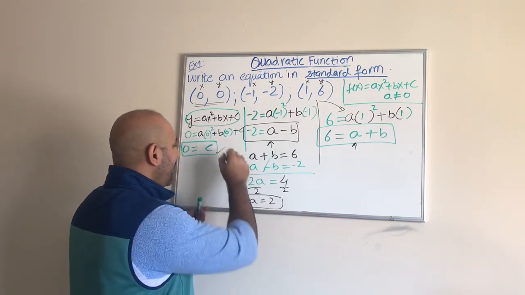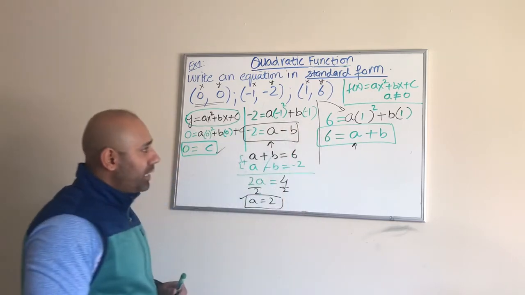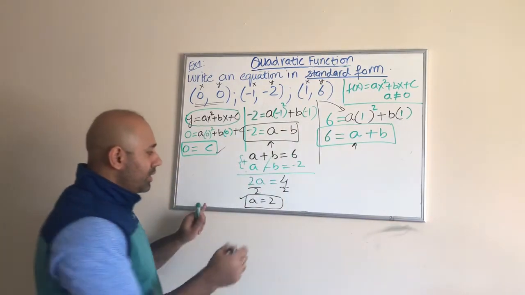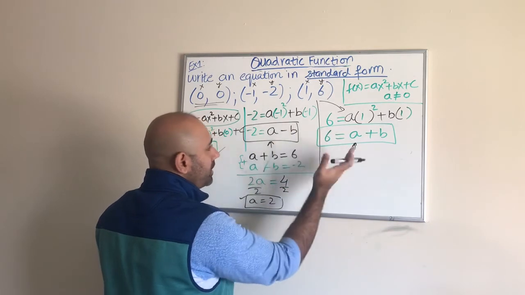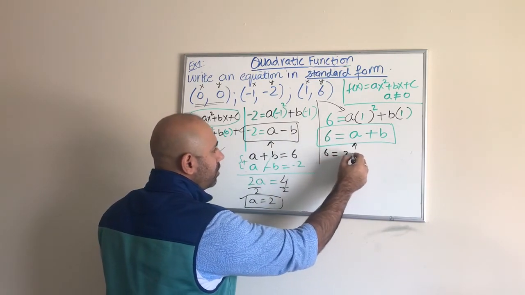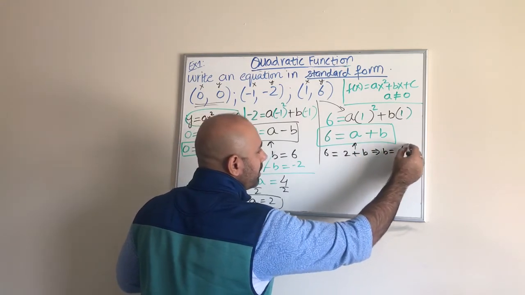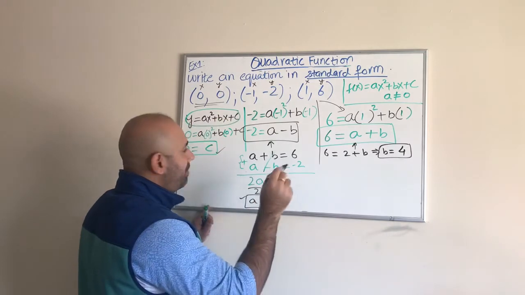Guys, I have my c, I have my a. I can go back to this equation or this equation to find my b, and I'm almost done. It's up to you which one you want to use. I'm going to use this one. For this one, I got 6 equals 2 plus b. And from here, I get b equals 6 minus 2, which is simply 4. Guys, I have a, b, and c.